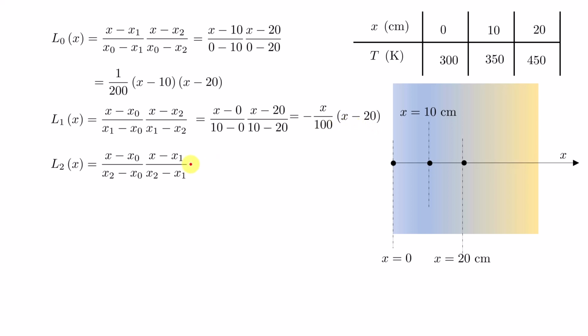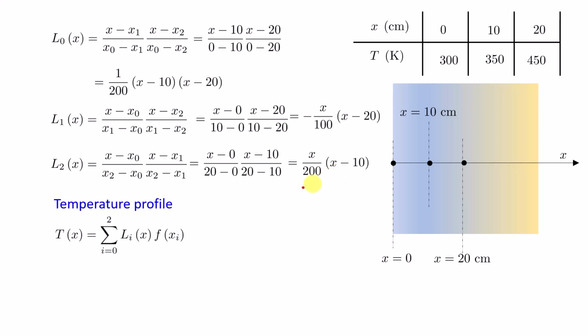Now L2, in the same way, I can write x minus x0, that is 0, and x minus x1, that is 10, divided by 20 minus 0 and 20 minus 10, since x2 is 20. It gives us x by 200 multiplied by (x minus 10). Therefore, my temperature profile T(x) is the sum over i equals 0 to 2 of Li(x) f(xi), and f(xi) is 300, 350 and 450, so 300 L0(x), 350 L1(x) and 450 L2(x).